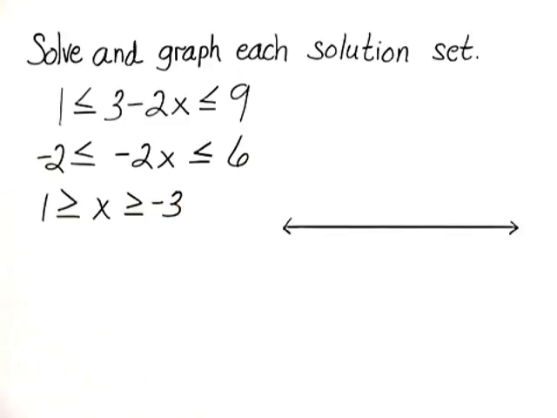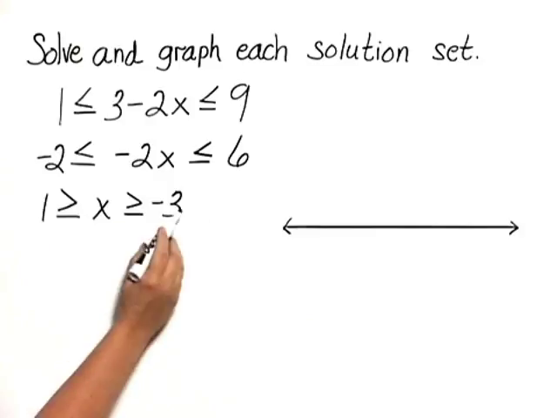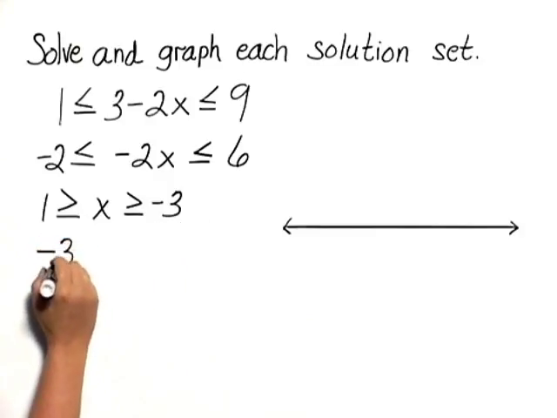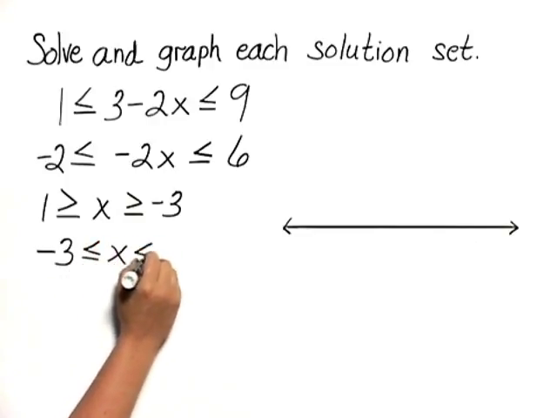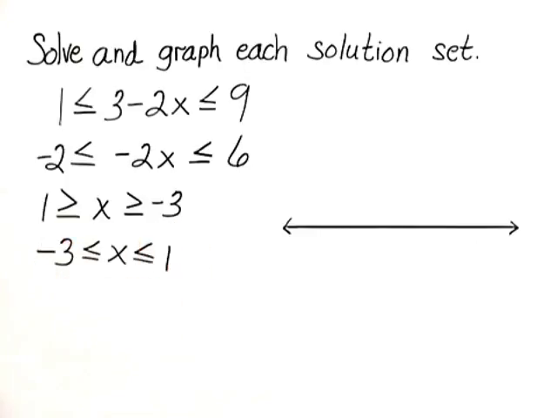Now that we've done this, this is correct, but it's not exactly the way we're used to seeing it. So let's rewrite this using the smaller number first. This inequality is equivalent to negative 3 is less than or equal to x, and x is less than or equal to 1. I just read it backwards and wrote it this direction. Now I'll be able to graph this pretty readily.